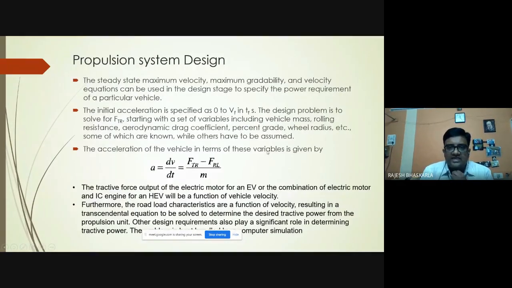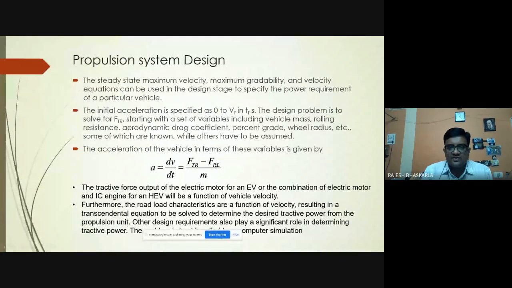In addition to that, we also should know the mass of the vehicle, the rolling resistance, the aerodynamic coefficient, the gradient, and the wheel radius, because wheel radius also decides the distance. It also relates to the weight of the vehicle, and generally we require a higher wheel radius for a heavy vehicle. So all these are the factors or specifications which are required for the propulsion system design.